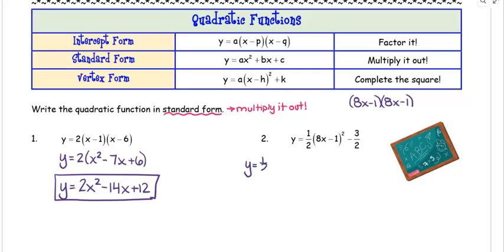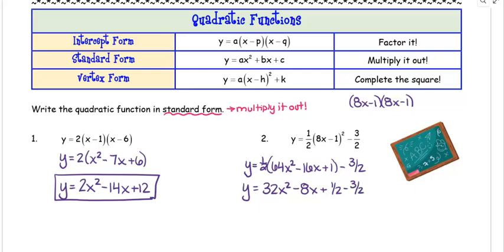I've got y is equal to 1/2. Now 8x times 8x is going to give me 64x squared. The outside is negative 8x. The inside is negative 8x. That is a negative 16x. And then negative 1 times negative 1 is going to give me a positive 1. And then after that, I'm going to subtract the 3/2. Now I need to distribute that 1/2. That's going to give me 32x squared minus 8x plus 1/2, and then minus 3/2.